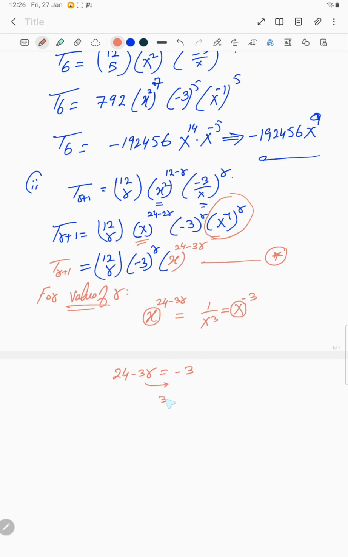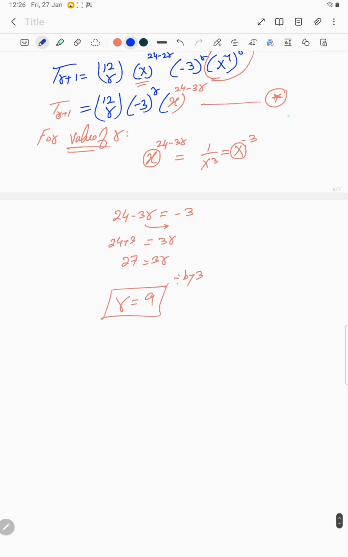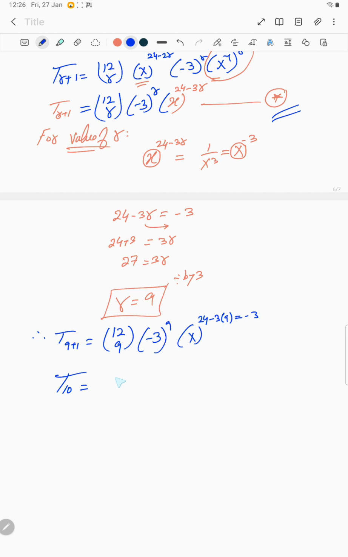So 3r goes to the other side and becomes plus 3r. Here it comes 24 plus 3, 27, is equal to 3r. Divided by 3, we get 3 9s are 27. R we got 9. So replace this value of r here. We get T9 plus 1 is equal to 12C9 minus 3 raised to power 9 and x power 24 minus 3 9s are 27, right? So this goes to be minus 3. This 10th term will be 12C9.